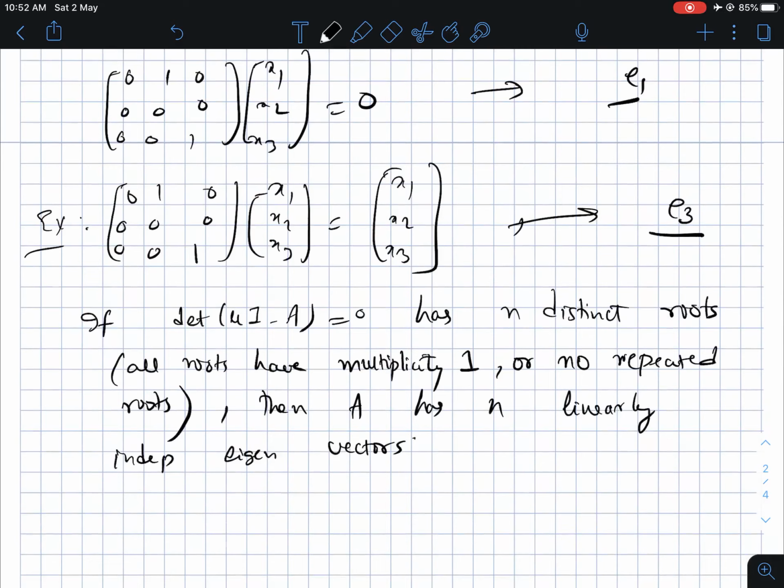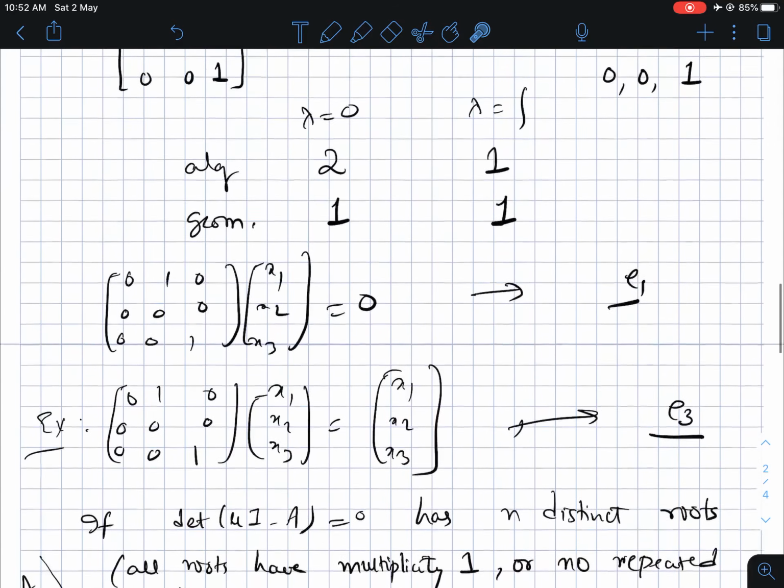Here I am assuming A is n cross n. So if all the eigenvalues are distinct, you will be guaranteed a basis of eigenvectors that spans the space. You will get n linearly independent eigenvectors. But if some of the eigenvalues are repeated, that means they appear with some powers in the factorization of the characteristic polynomial, then you may not have a full set of eigenvectors.